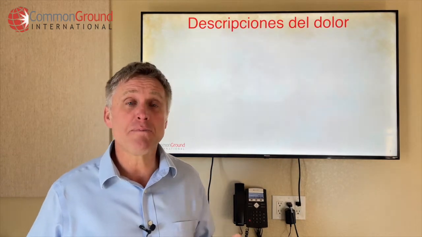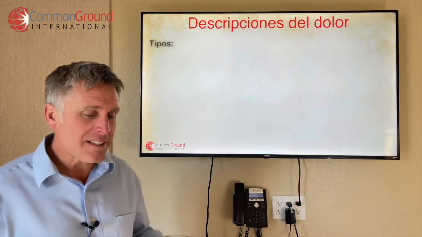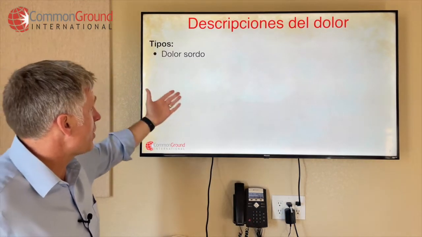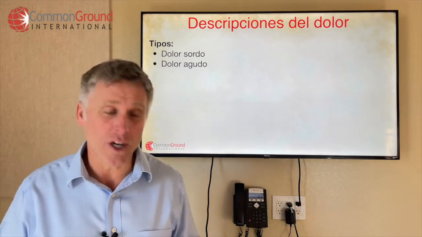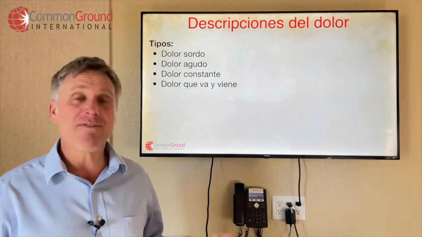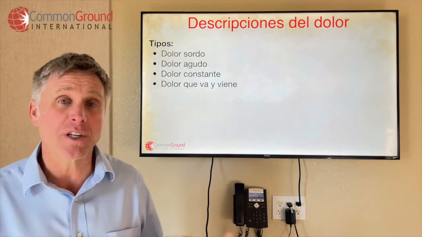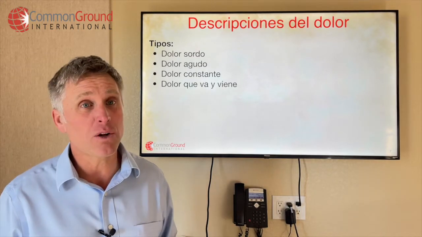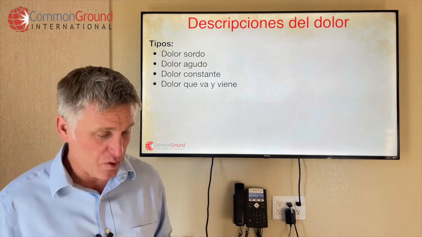Let's look at some descripciones del dolor. So we've got tipos de dolor, like dolor sordo, a dull pain, dolor agudo, a sharp pain, dolor constante, a constant pain, dolor que va y viene, so pain that comes and goes. And sorry, these are not in alphabetical order, they're kind of juxtaposed with each other.